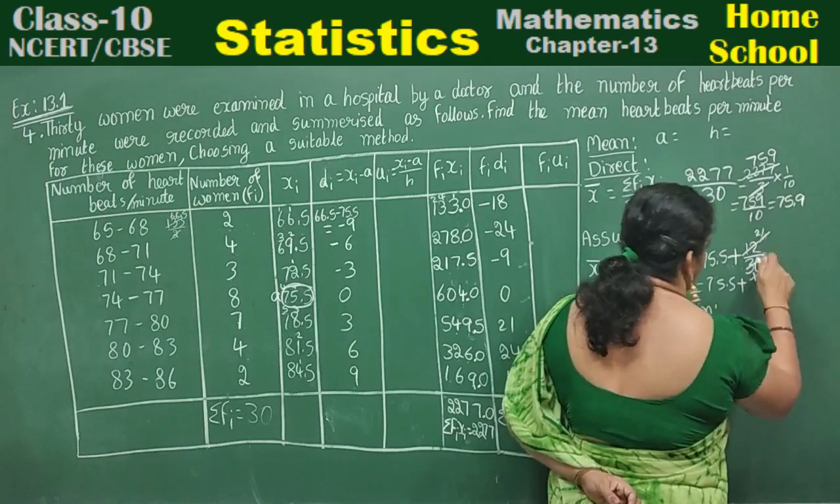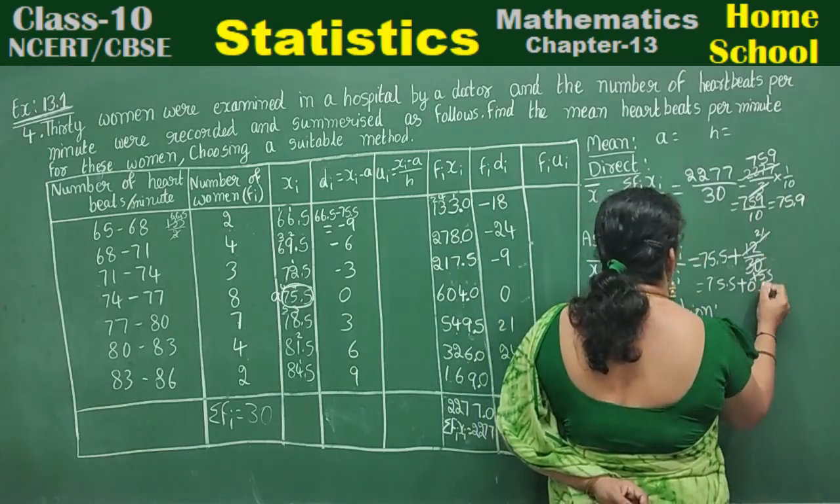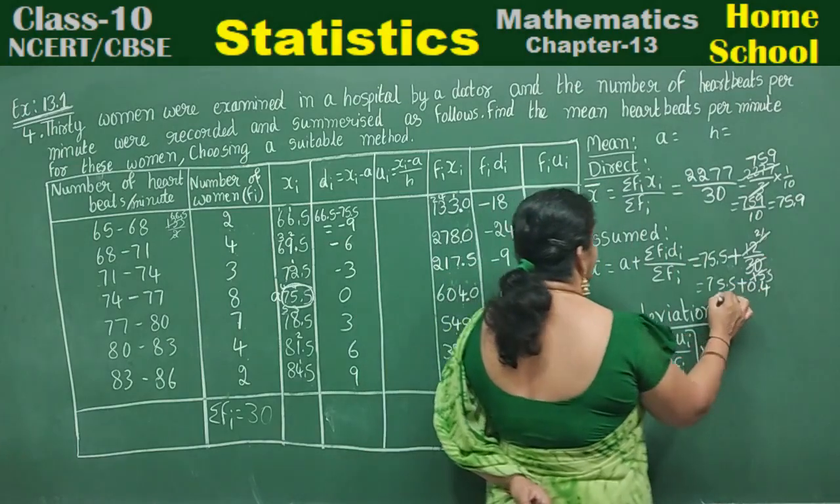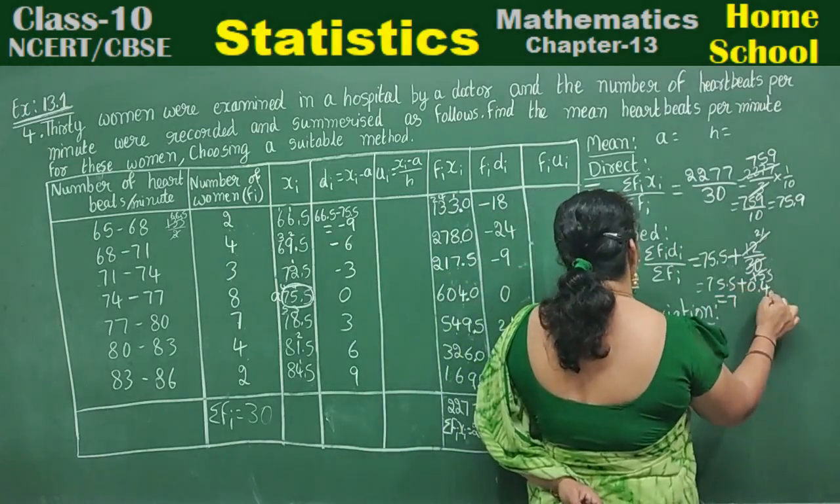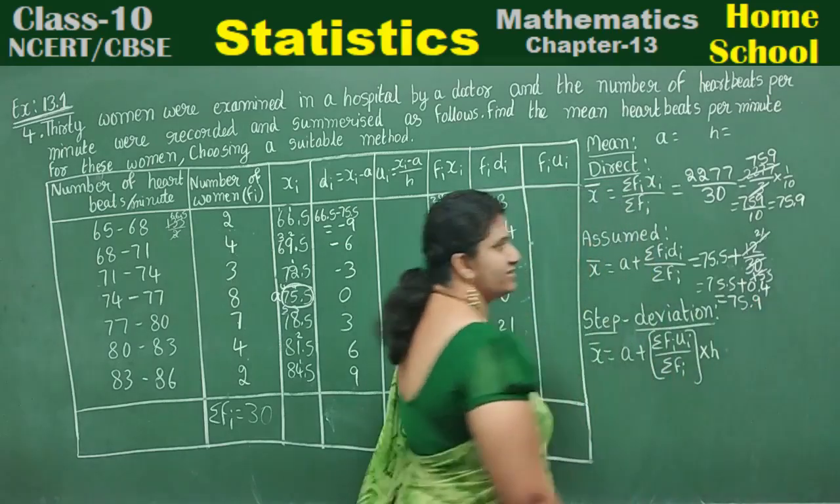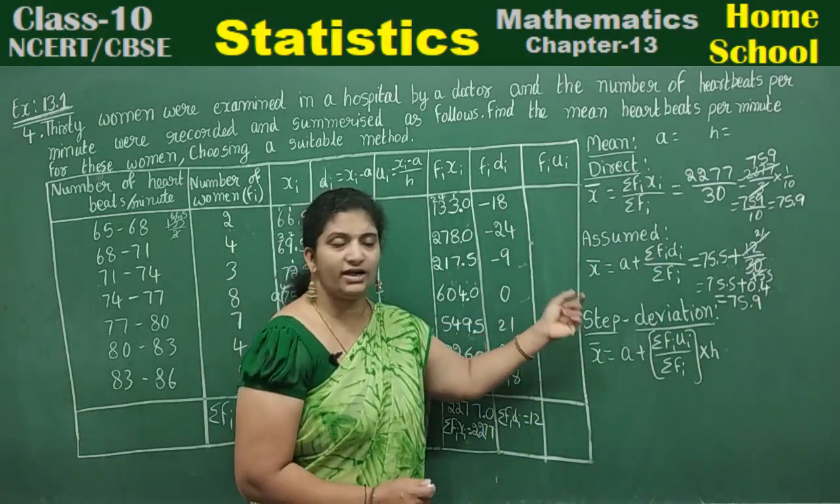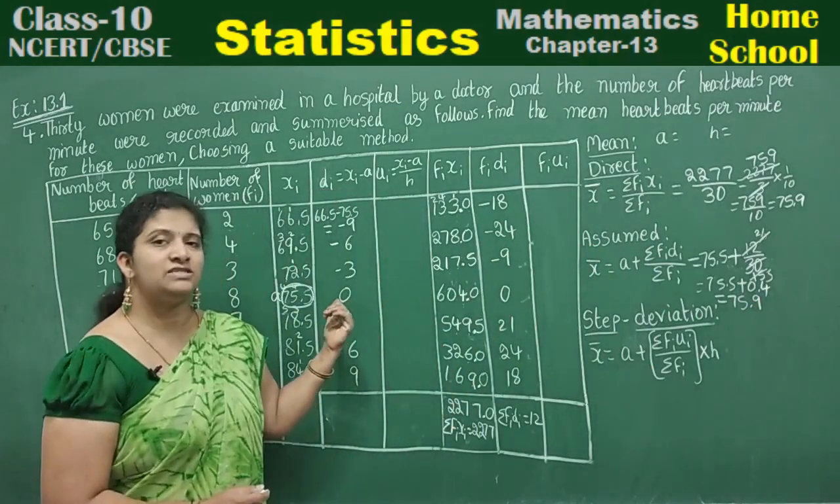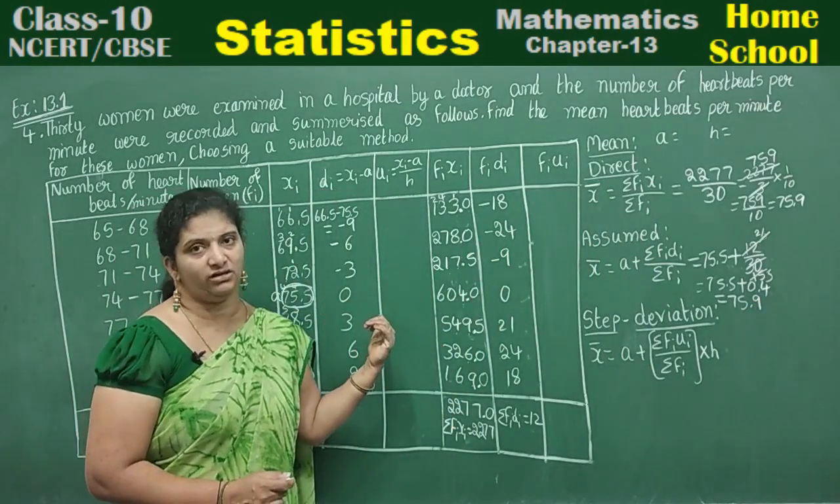75.5 plus 2 by 5, shall I write it as 0.4? Yes, we can write. Now add this. 75.5 plus 0.4 will be 75.9, your answer. In direct method and assumed mean method, we get the same answer. Let's go with the last method, step deviation method.